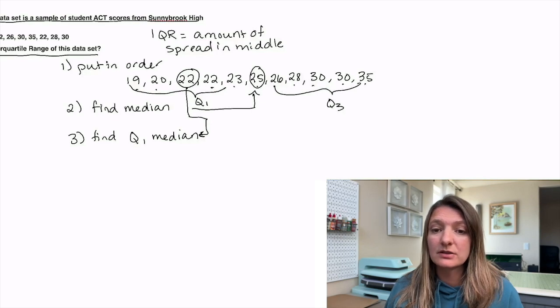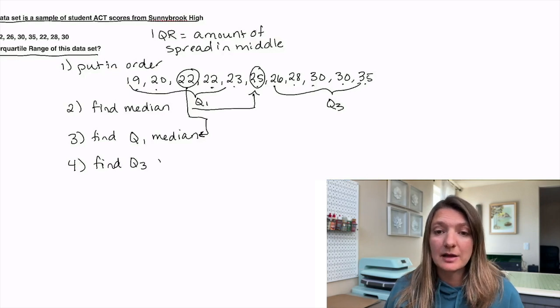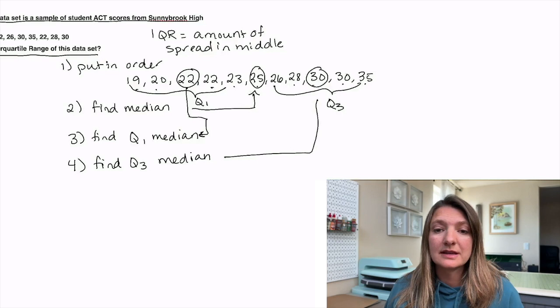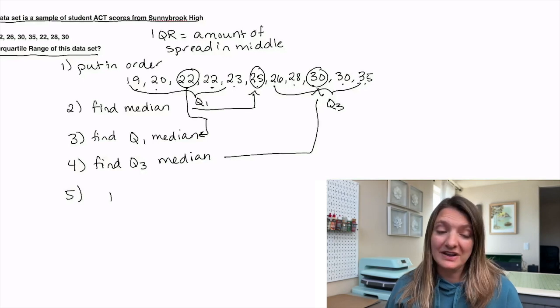We need to find the median of quarter three. So we again count up what is on the right side of our median. If we look at that, our median on that right side is going to be 30. So we're going to bring that down. That is quarter three. And now we need to actually find that IQR. That is our final step, I promise.